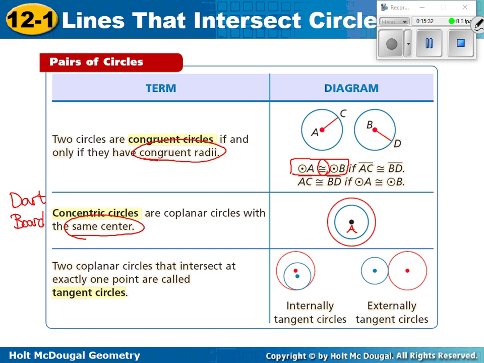They can be tangent in two different ways. They can either be internally tangent, meaning that they're inside of each other and touching at one point, or they can be externally tangent, meaning that they're not inside each other, but their exterior parts do touch. Any questions there? Okay.